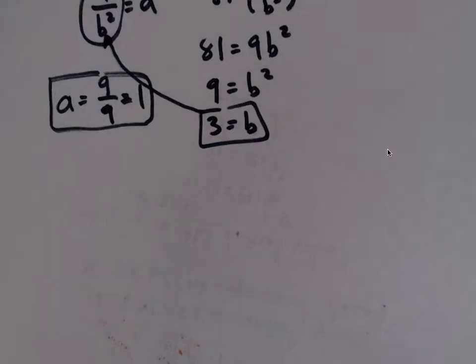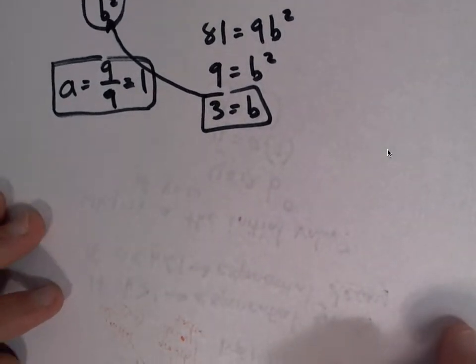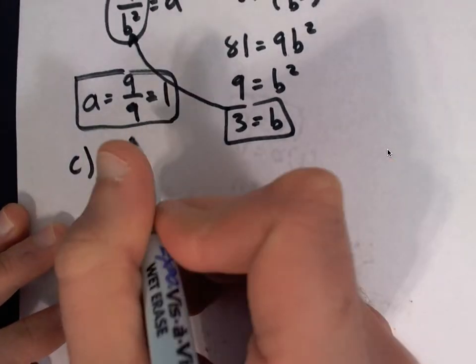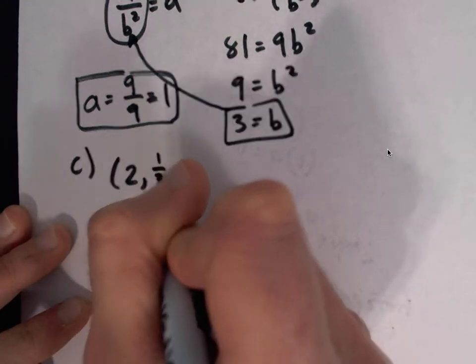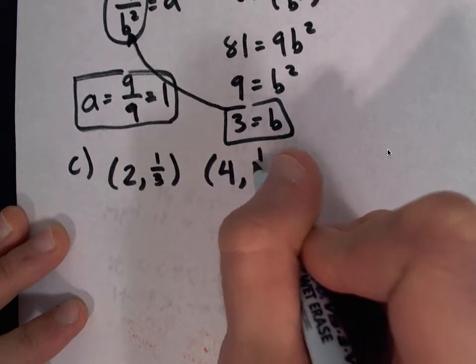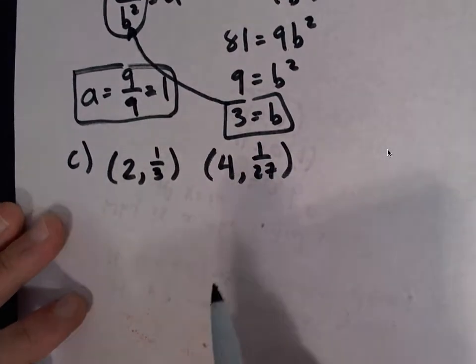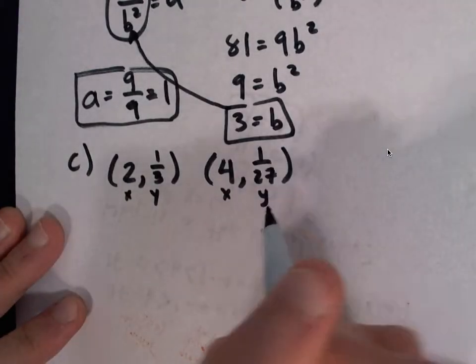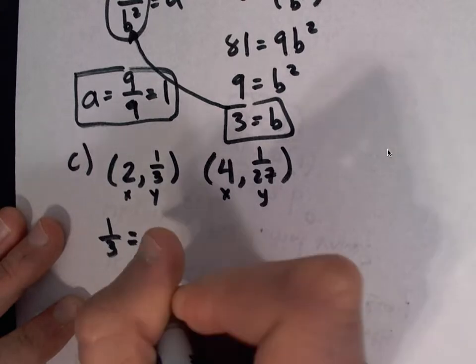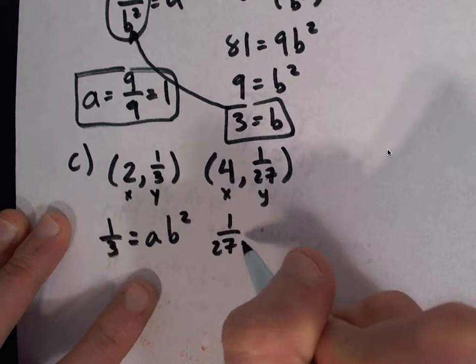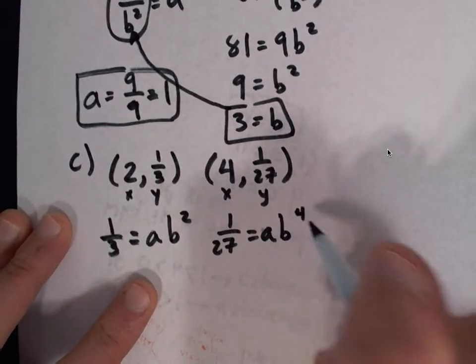Pretty simple one there. Okay, this represents exponential growth. Let's try another one. Let's try, what if we had, letter C, the letters going through, let's see, 2 and 1/3. Let's get some fractions going here. And 4 and 1/27. So same thing, we've got y, which is 1/3. 1/3 equals a times b to the x. And over here, y equals a times b to the x.